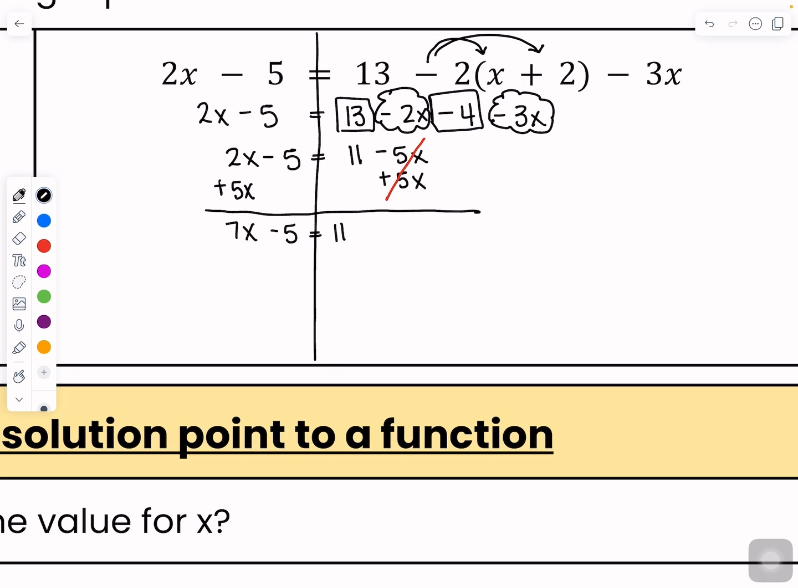Now let's move our constants together by adding 5 to both sides. Remember, negative 5 and 5 cancel each other out by creating a zero pair. You're left with 7x is equal to 16. For our last step, we must divide both sides by 7, so we get the value x is equal to 16 sevenths.